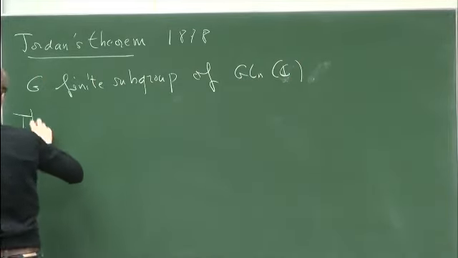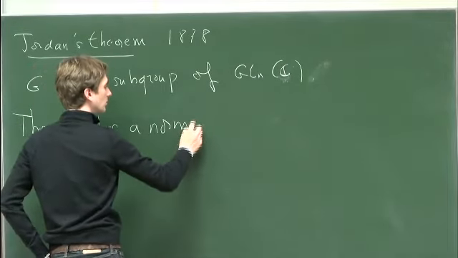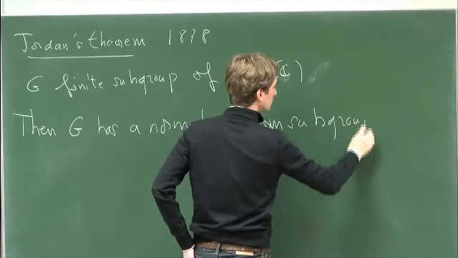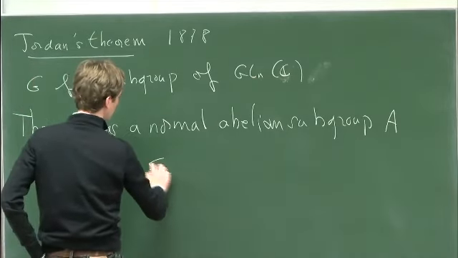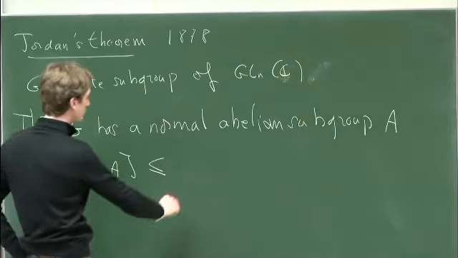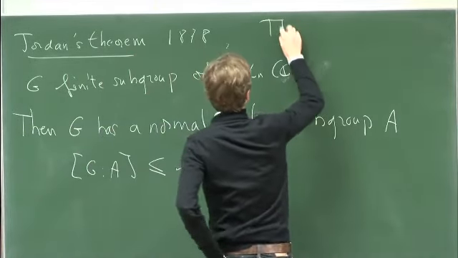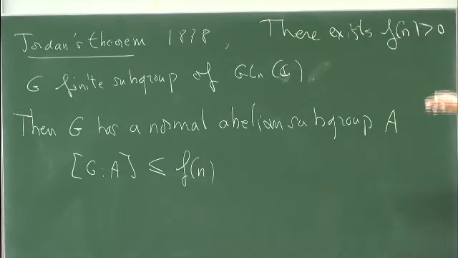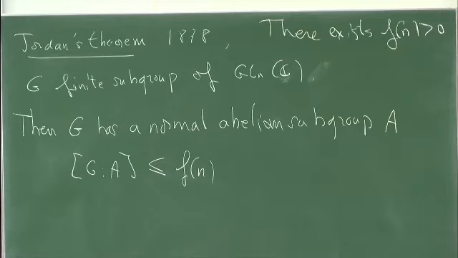Then the conclusion is that G has a normal abelian subgroup A, whose index inside G is bounded by a function which depends only on n. So there exists a function f of n such that if you take any finite subgroup of GL_n(C), then G has a normal abelian subgroup of index bounded by f of n.